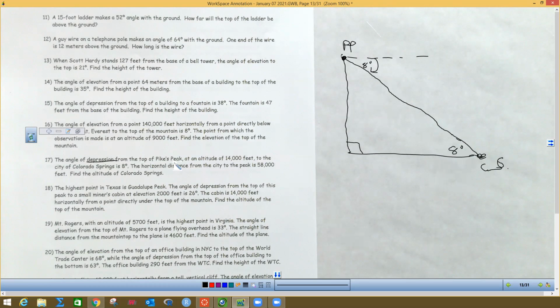Okay, so what else we got here? At an altitude of 14,000 feet to the city of Colorado Springs, the angle of depression at the top of Pikes Peak. Actually, this is 14,000, from here all the way down to sea level. There's somewhere down here that is sea level. This is kind of like the other one we drew a little while ago. The horizontal distance from the city to the peak is 58,000 feet.